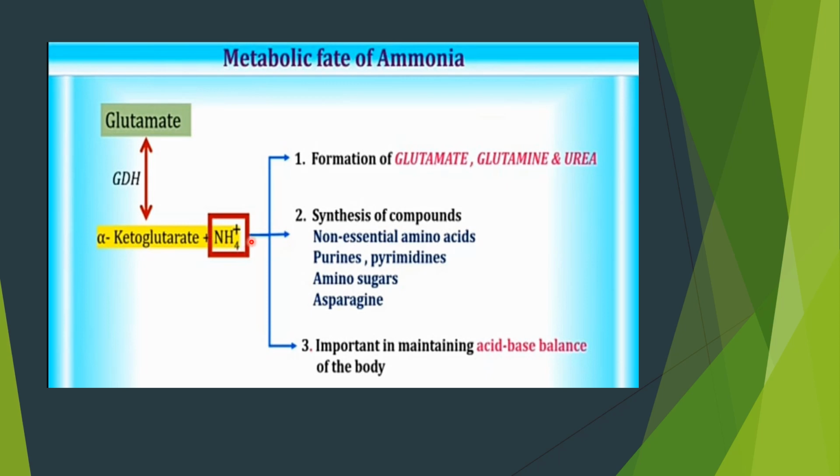Ammonia can also be used for the synthesis of non-essential amino acids, nitrogenous bases like purines and pyrimidines, amino sugars and asparagine. This ammonium ion is also of great importance in maintaining the acid-base balance of the body.